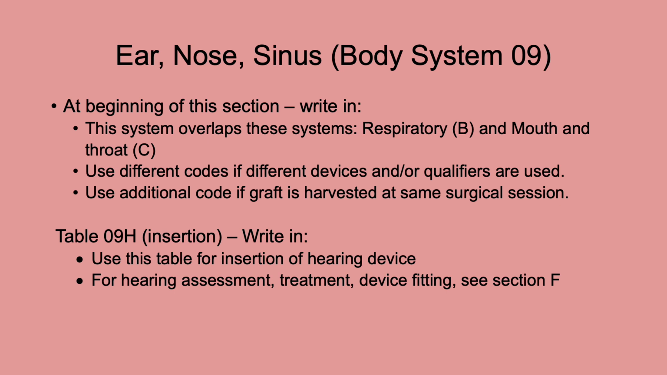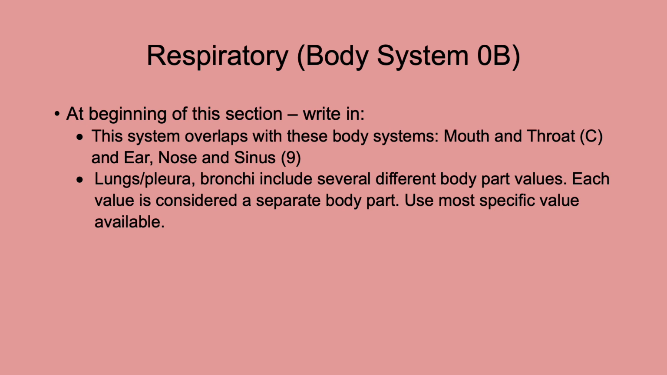Okay, the respiratory body system, 0B. At the beginning of this section, write in: this system overlaps with mouth and throat and ears, nose, and sinus. Also write in: lungs, plural, bronchi includes several different body part values. Each value is considered a separate body part. Use the most specific value available. So if it's right upper, use that instead of the whole body part, the whole lung, for example. You want to be as specific as possible with the information that you have. It's kind of a good reminder of that.